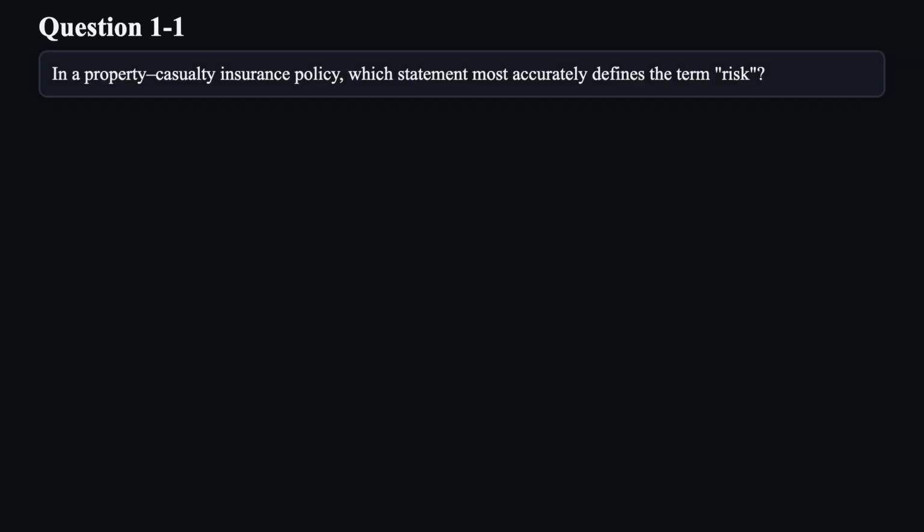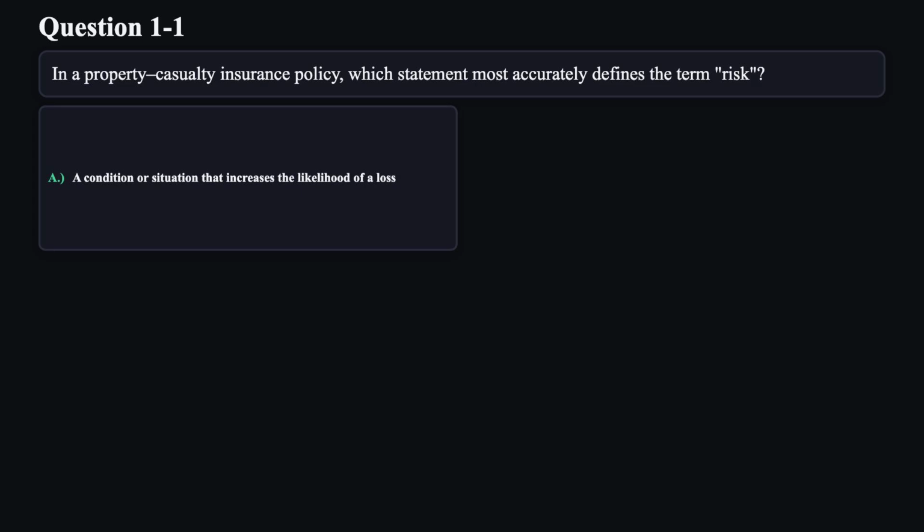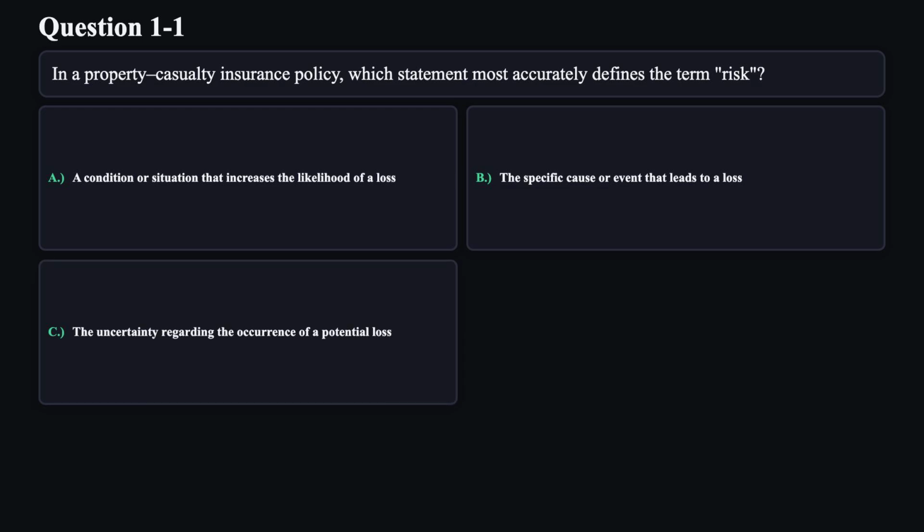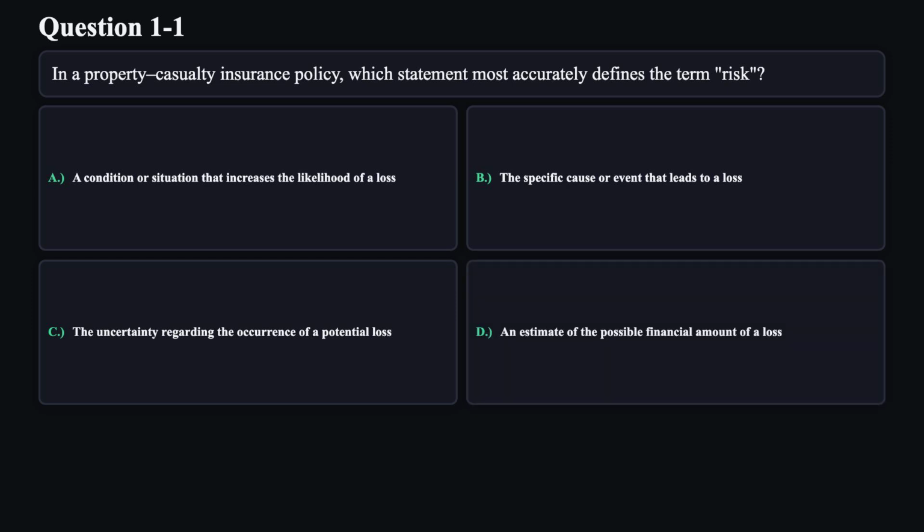In a property casualty insurance policy, which statement most accurately defines the term risk? A, a condition or situation that increases the likelihood of a loss. B, the specific cause or event that leads to a loss. C, the uncertainty regarding the occurrence of a potential loss. D, an estimate of the possible financial amount of a loss.